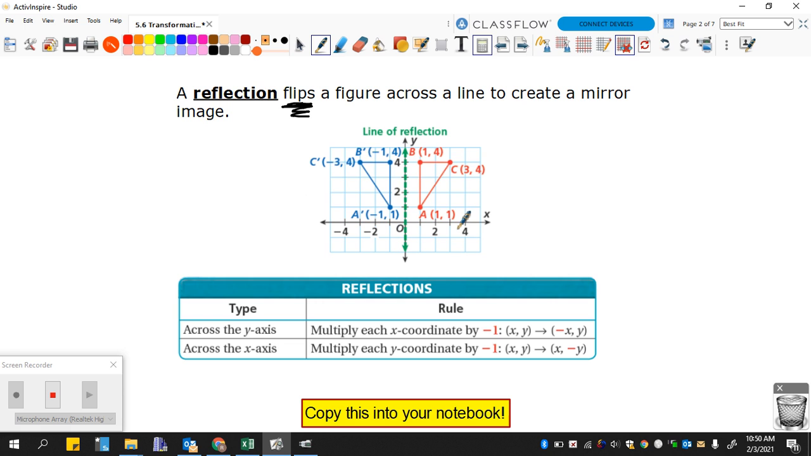In this case, the original is the red one, because it has the A, the B, and the C, and then the other one is A prime, B prime, and C prime. A goes from (1, 1) to (-1, 1). B goes from (1, 4) to (-1, 4). And C goes from (3, 4) to (-3, 4). So we change the sign.